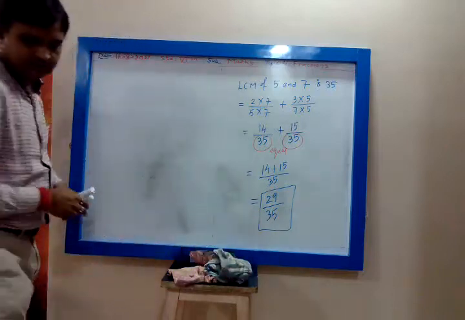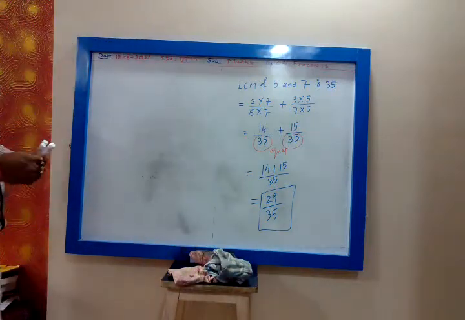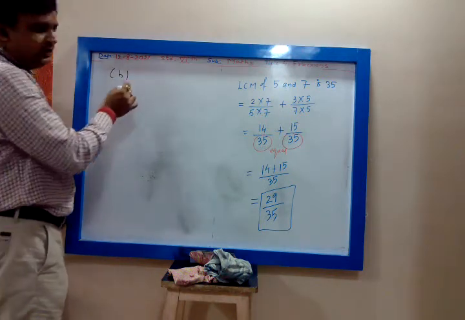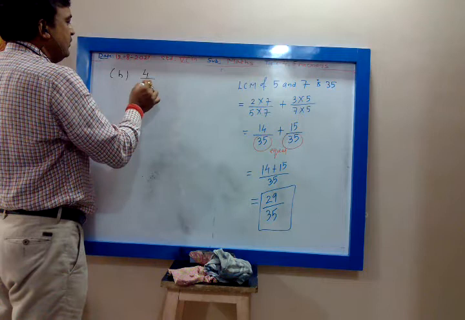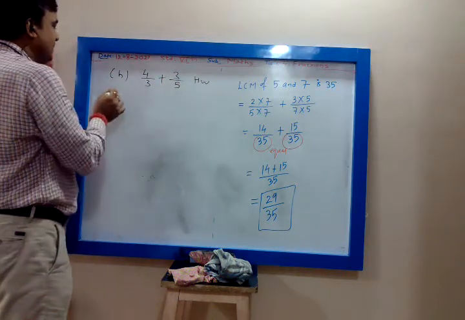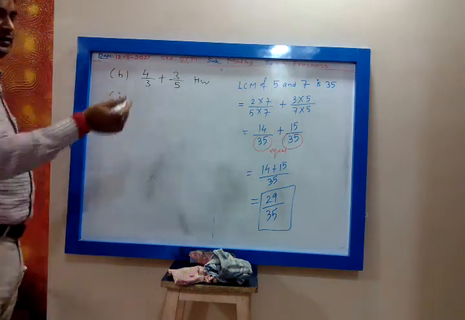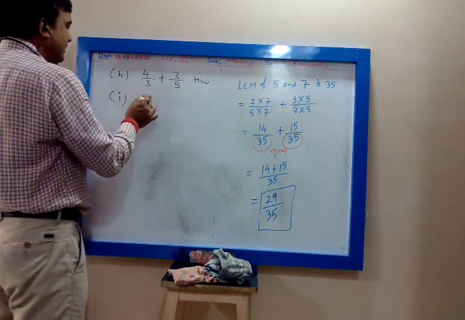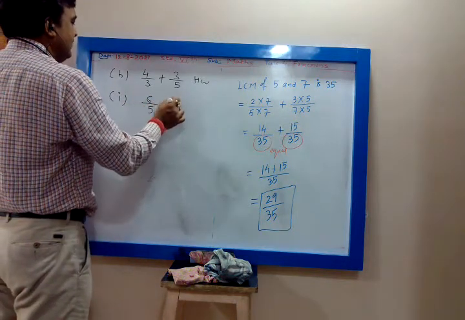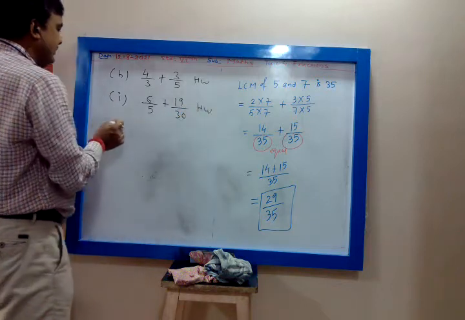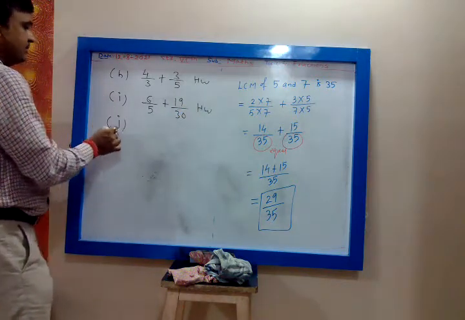Now let us see. Let me write H. H will be homework here. H: 4 by 3 plus 3 by 5. This will be homework. You can do it easily. Denominators are not equal, so take LCM. I: 6 by 5 plus 19 by 30. Homework, take LCM of 5 and 30.